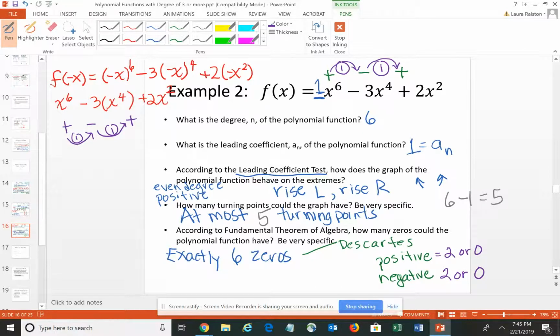And you may say, well, Miss Ralston, that only totals to a possibility of 4, and I'm supposed to have 6. That probably is a clue that I have 2 solutions that are imaginary. So let's continue.